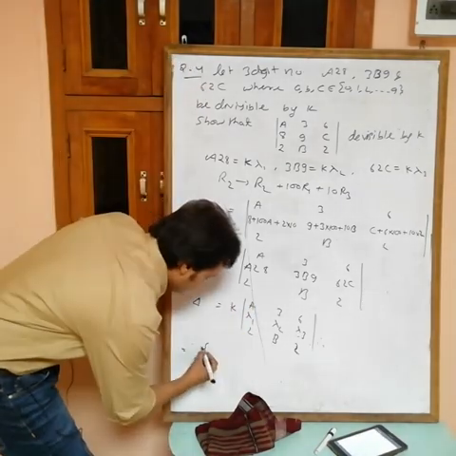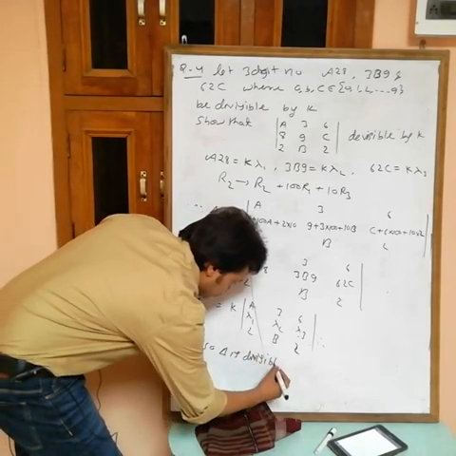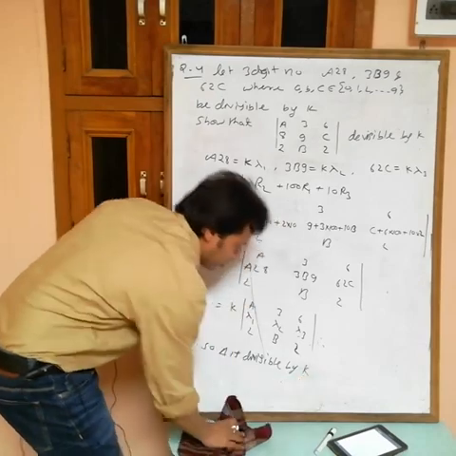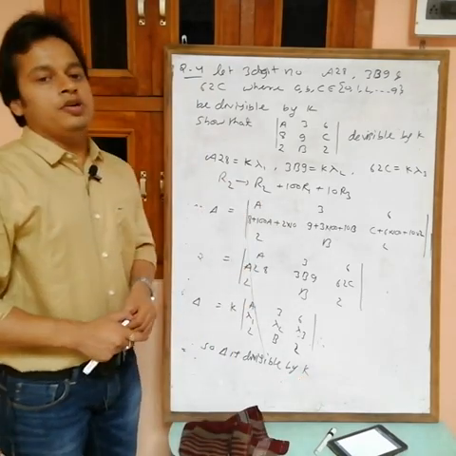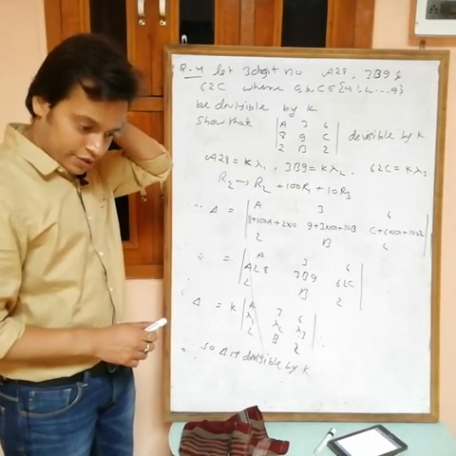So del is divisible by k. Hence proved. Now you can try section B. The remaining questions we will take in the next class.